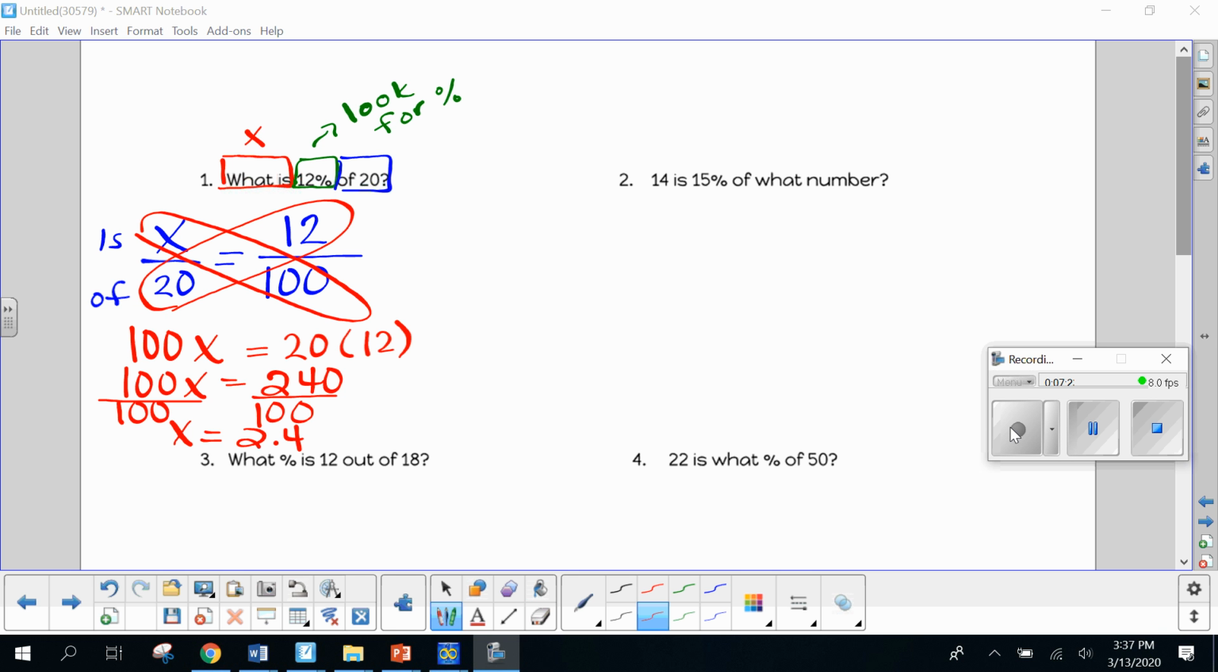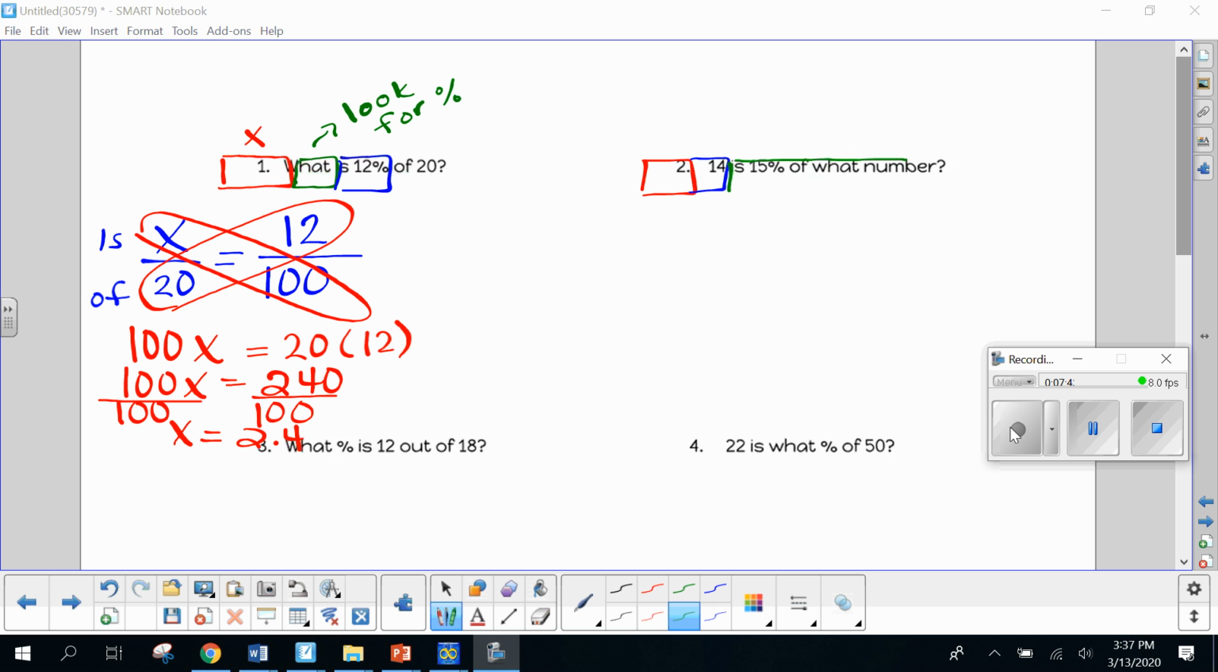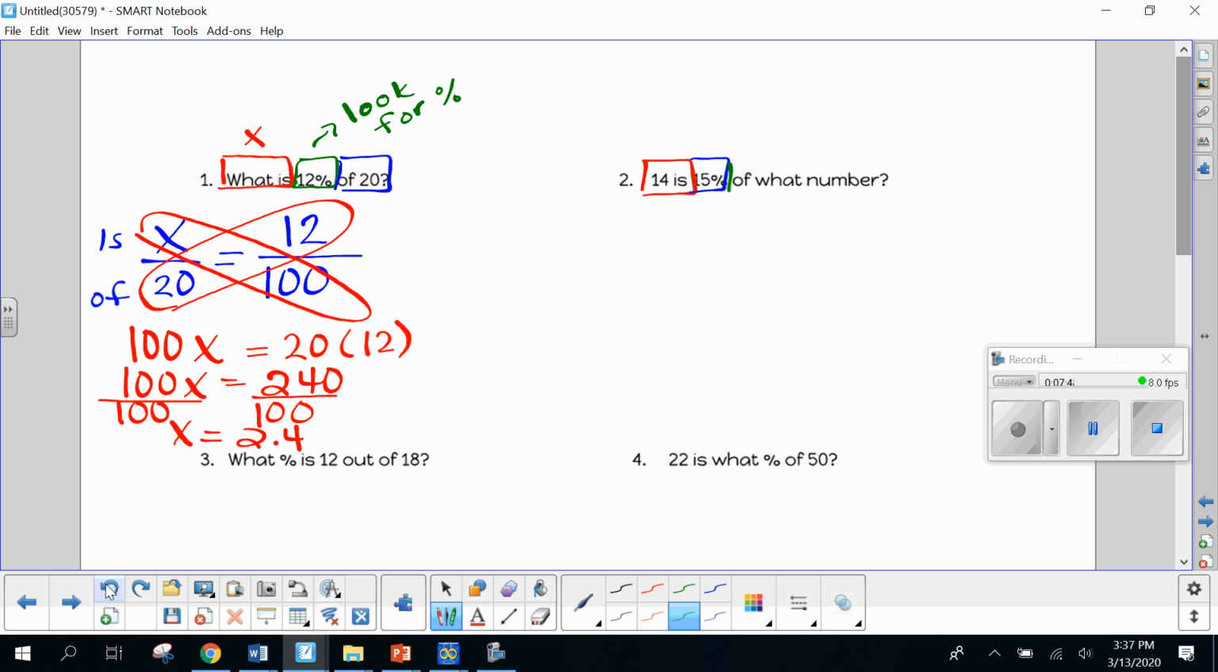Example number 2. We have 14 is, I'm going to put a box around this piece, 15%. This is always the first piece we're going to look for. Of what number?